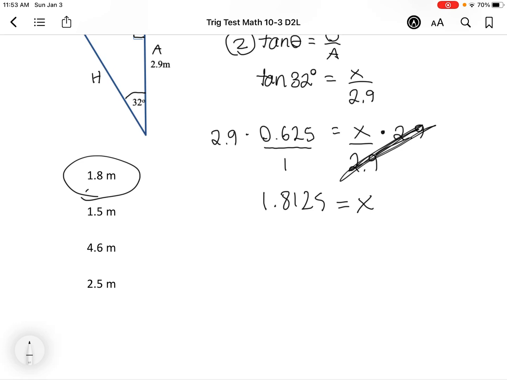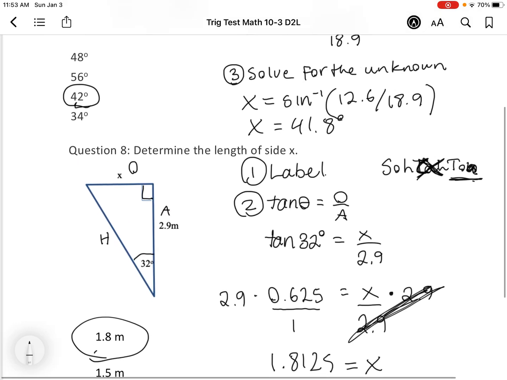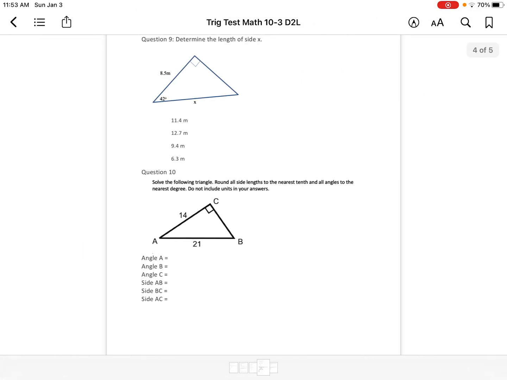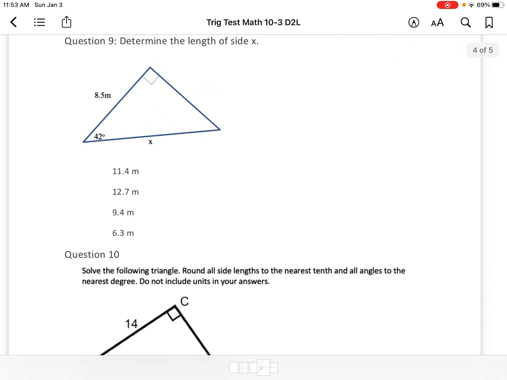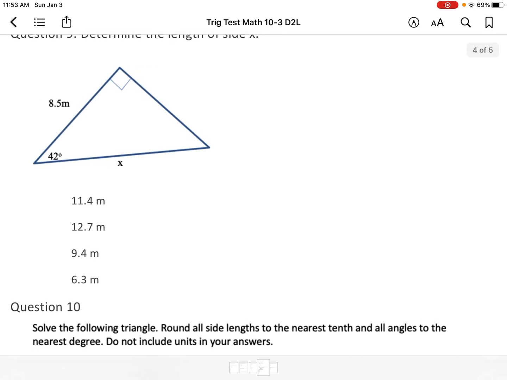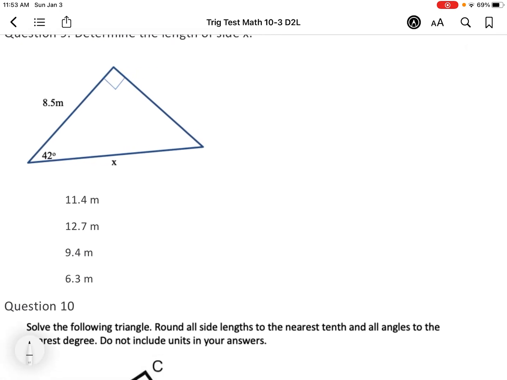Okay, so that was number 8, and now we're going to go on to number 9. So here's another one: determine the length of side x. Same sort of idea here. We're going to start by labeling. So here's our angle, here's our right angle. Across from it is our hypotenuse, right? Across from the angle is the opposite, and then this is the adjacent.